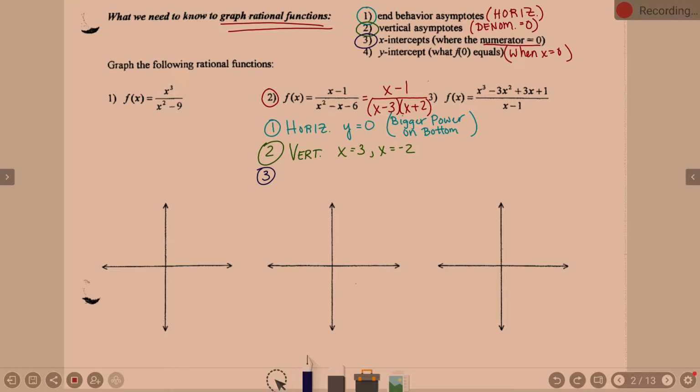Okay. X-intercepts. Do we have any x-intercepts? Does this ever cross or touch the x-axis? Yeah, x-intercepts are where the numerator equals 0. So where's my numerator going to equal 0? At x equals 1. Because if my numerator is x minus 1, and I set it equal to 0, I'm going to cross the x-axis at x equals 1, which, if you prefer, is the ordered pair 1, 0.